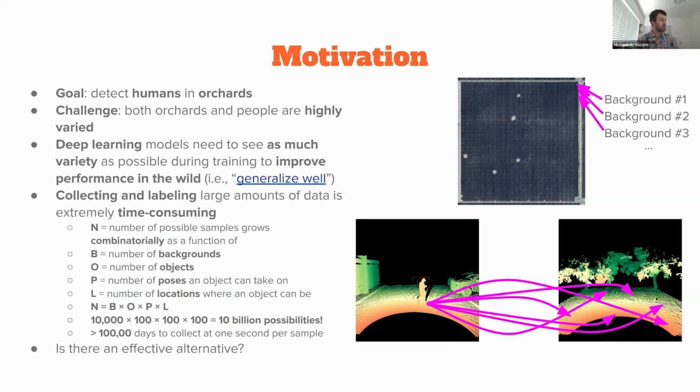And lastly, there are the locations where the human can actually be placed in the scene. For any given background, there's a number of different places where the object could be placed, where each one will look different from the LiDAR's perspective. Just as a little example here, if you take these numbers for each of these factors, you get 10 billion different possibilities, which is obviously going to be impossible to collect if you send people out to collect all of that data. So the question is, is there an effective alternative? For the orchard situation I'm talking about here, you can't just passively collect all this data because humans are kind of rare in orchards in these setups.